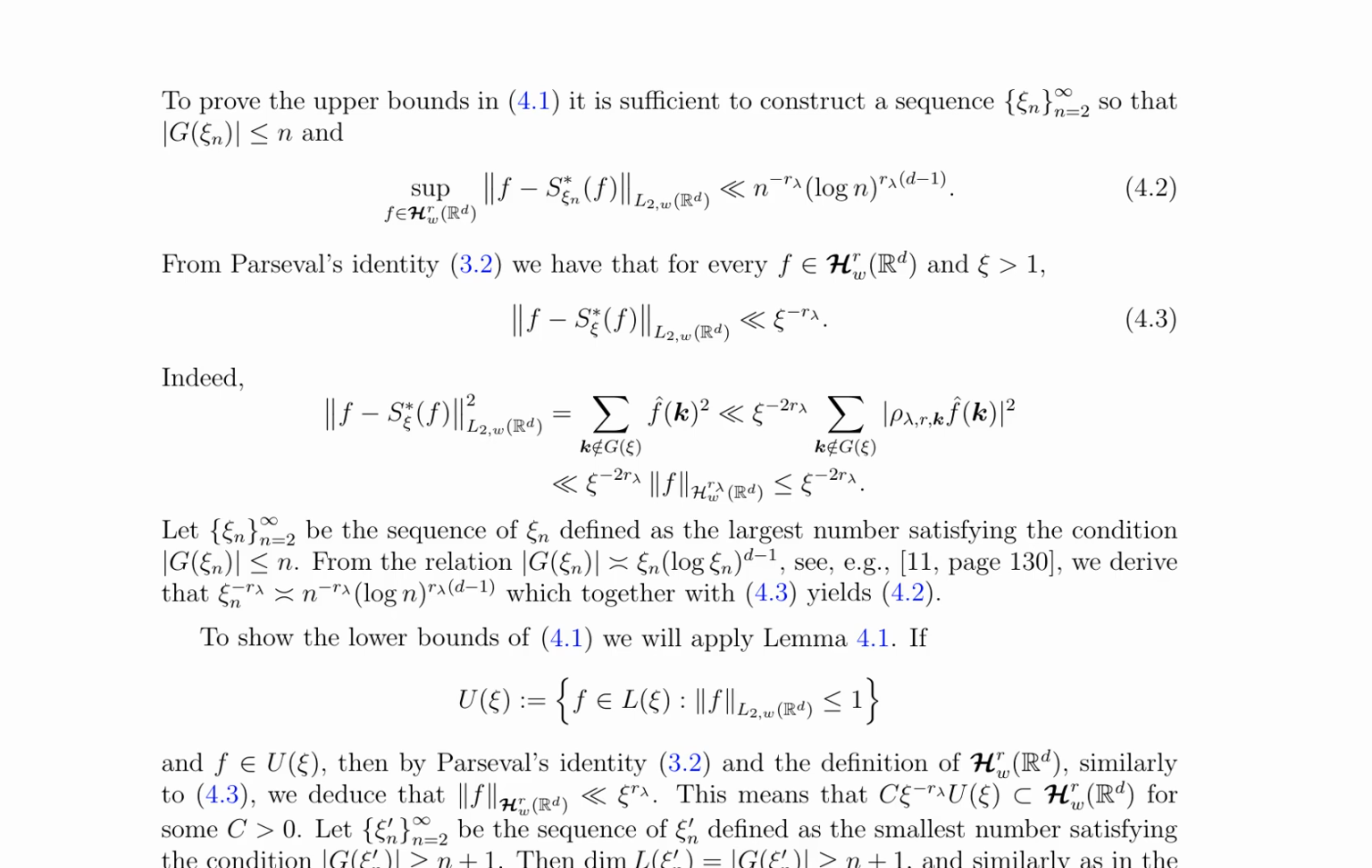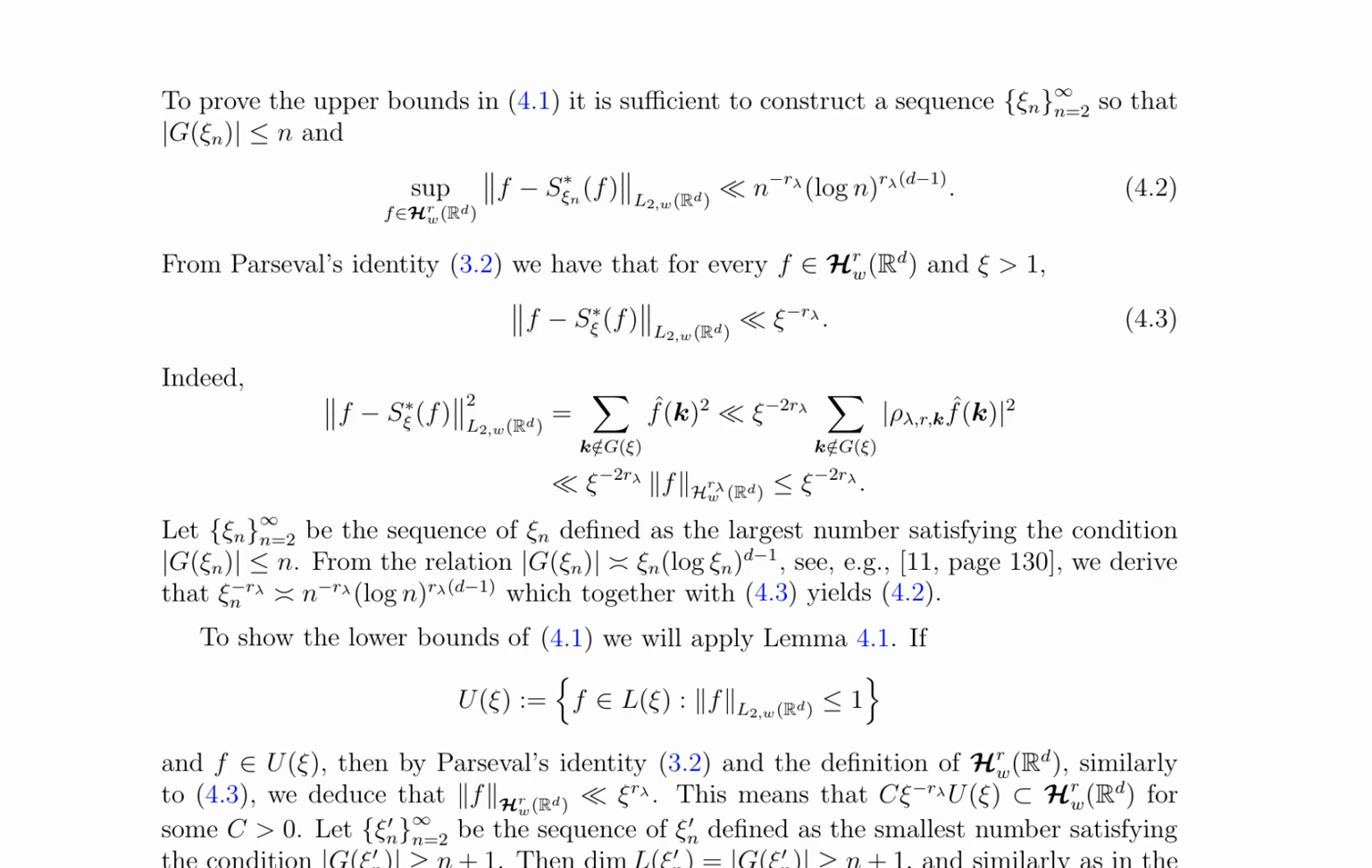The truncation operator S_xi f is defined as the sum of f_k p_k over k in G(xi), where G(xi) is the set of k in N_0^d such that the R_lambda of k is less than or equal to xi. The authors apply the Tikhomirov lemma to establish an upper bound for lambda_n and d_n. They construct a sequence xi_n, n equals 2 to infinity, such that the cardinality of G(xi_n) is less than or equal to n, and the supremum over f in R_lambda(W_rho) of the norm of f minus S_{xi_n} f in L2(W_rho) is much less than n^(-r_lambda) (log n)^(r_lambda (d-1)).